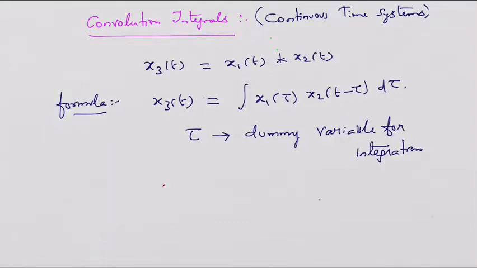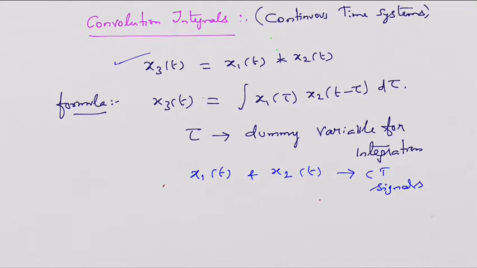Hi, let us see the convolution integrals which are used for the analysis of continuous time systems in this video lecture. Let x1 of t and x2 of t be the two input signals, CT signals. x3 of t is actually generated based on the output of convolution of x1 of t and x2 of t.